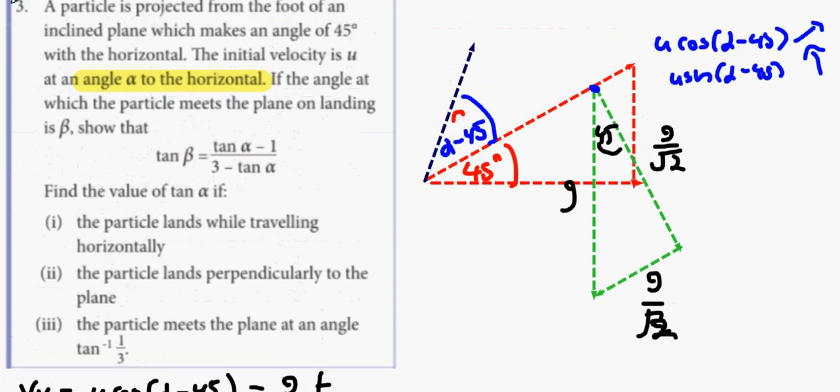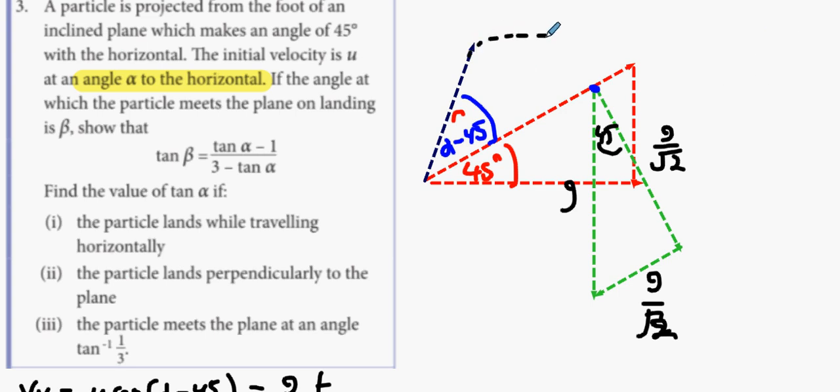Now, alright. So what does this mean? If the angle at which the particle meets the plane of landing is beta, so you come down here, you continue your landing, and you hit it at an angle beta. Everybody cool with that? So imagine this is the plane here, and this is a zoomed up version. Imagine I hit it at 5 downwards and 3 across. What would that mean? What's the landing angle then?